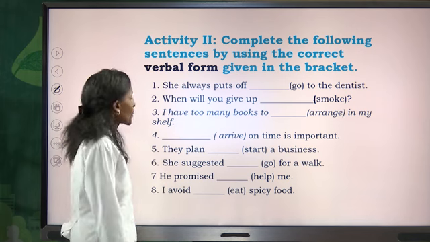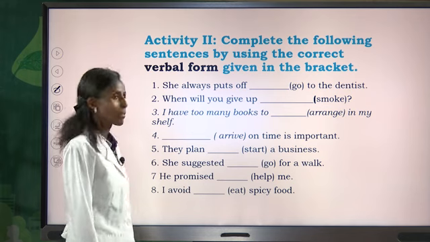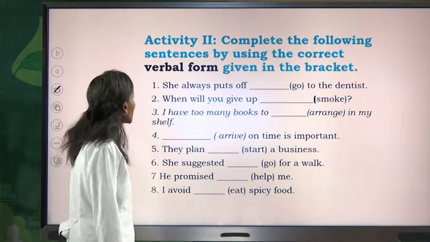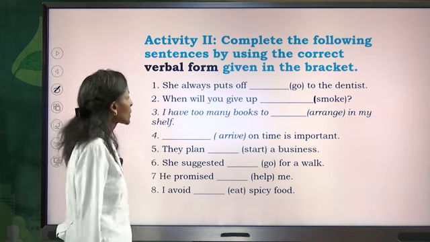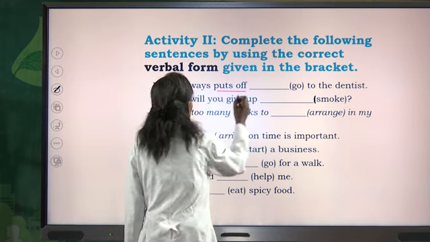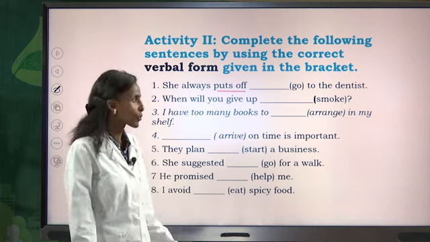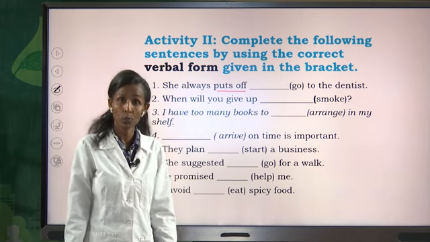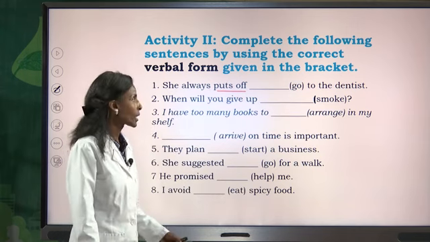Let's see how you have done it, how you have tried your best. So the first sentence has go in brackets, and it reads, she always puts off, dash, go in brackets, to the dentist. You have puts off. This is a phrasal verb from your grade 11. From your grade 11, puts off means what? To postpone something, to postpone a program, a schedule, an appointment, like that.